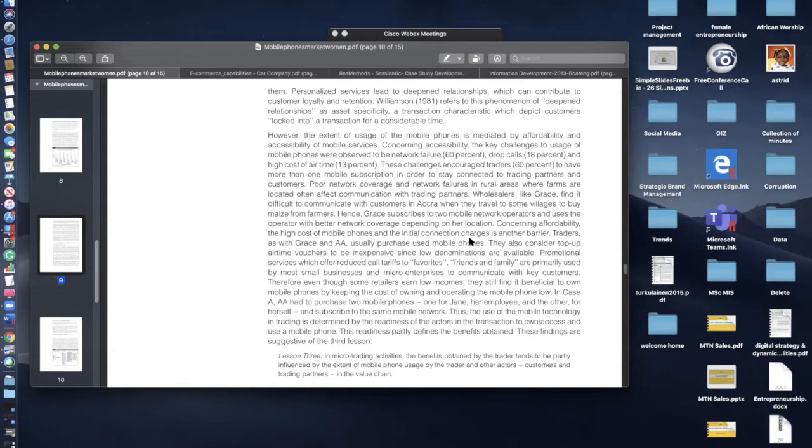So you see that in micro trading activities, the benefits obtained are part of the things I wanted to study in micro trading. But I've been able to find out that in micro trading, the benefits obtained are so and so and so and so. And the only way I can say that is that I can see that pattern. I can see that there is enough evidence within the study itself to substantiate the argument I'm putting across.